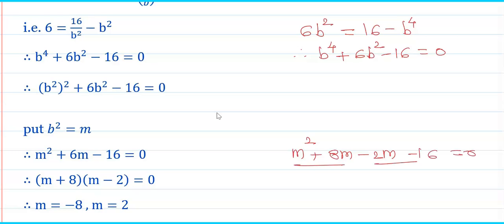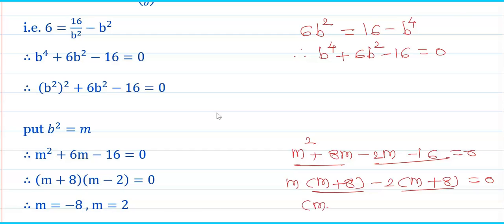Take m common, then in bracket you will get m plus 8, and from here take minus 2 common, then in bracket you will get m plus 8, and this equals 0. Therefore, (m plus 8) in one bracket and (m minus 2) in another bracket equals 0.